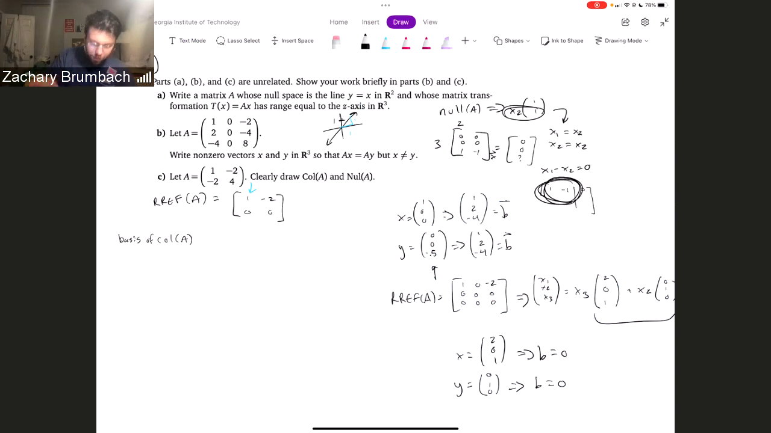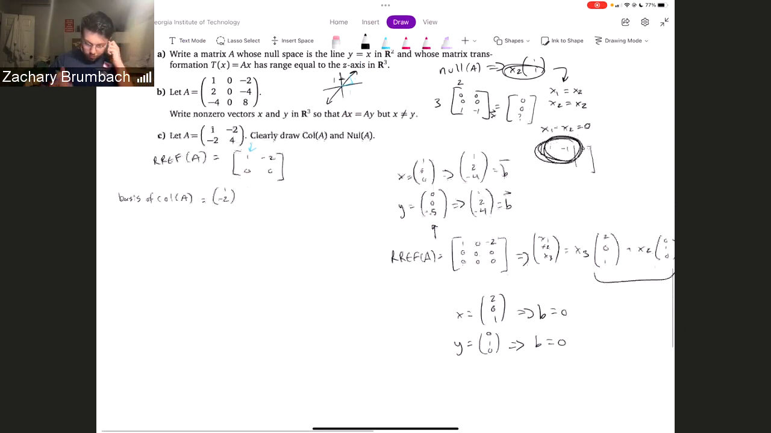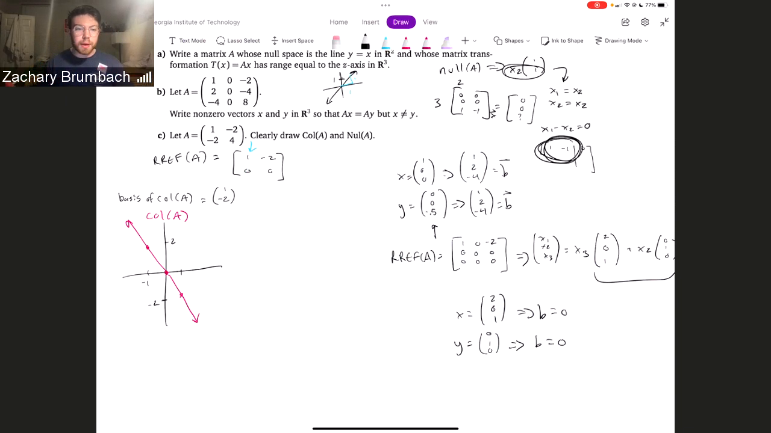The basis of the column space of A is 1, -2. Okay. So draw a graph. 1, -2, 2, -1. Like that. That's the column space of A. Okay. Just drawing the span of your pivot columns.